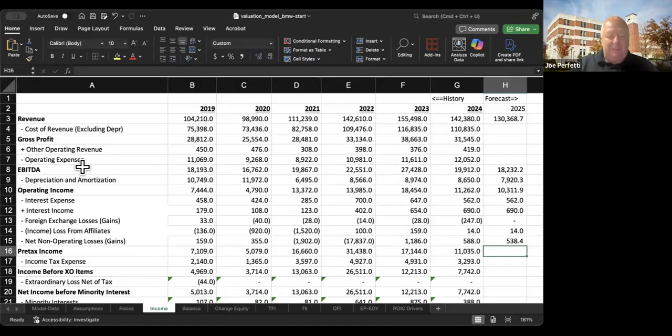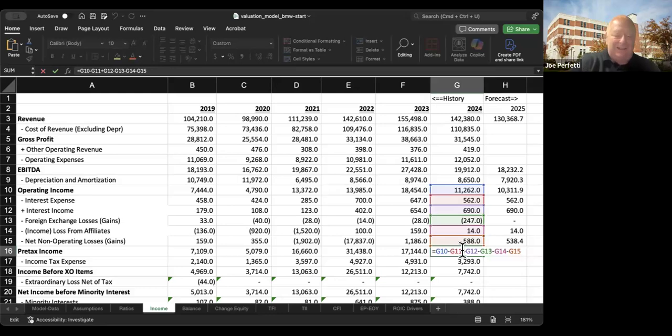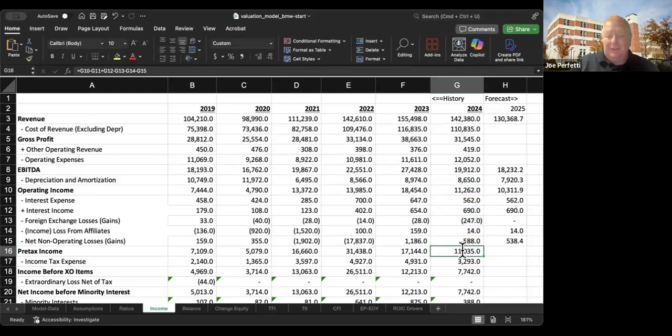Now, you get to pre-tax income. See the order of operations over here. We take our operating income minus interest expense plus interest income minus FX minus income or loss from affiliates minus non-operating gains and losses equals our pre-tax income. Or, because I've essentially done that the previous year, you can take cell G16, copy it, go to H16, paste it, and the formula is in there correctly. 9,887.5 million of pre-tax income.